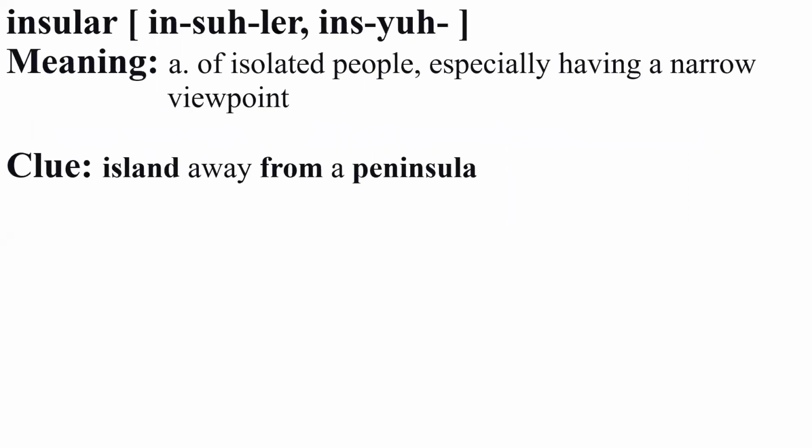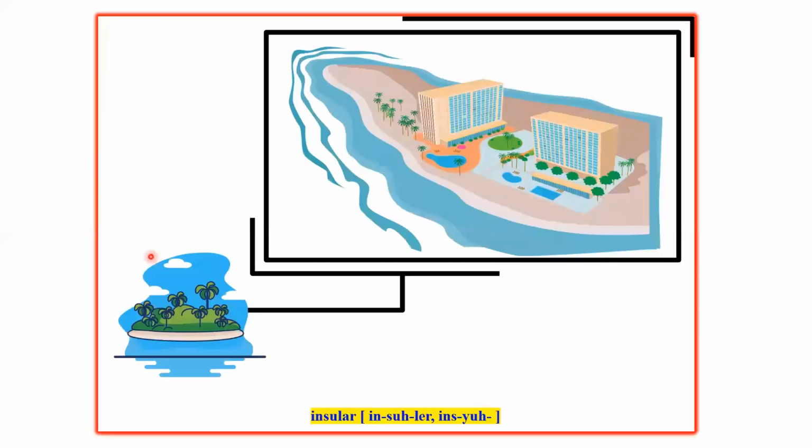Insular: of isolated people, especially having a narrow viewpoint. Clue: island away from a peninsula. Visualize the research facility was far away from the peninsula or the mainland, on an island.